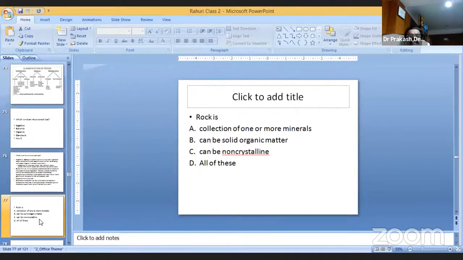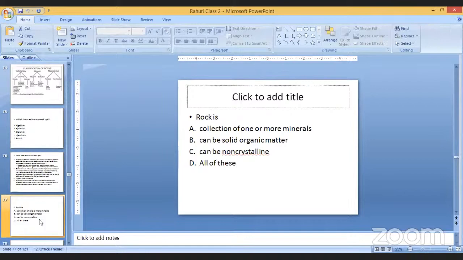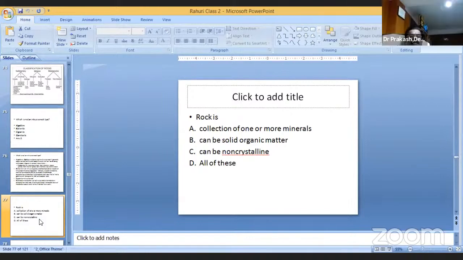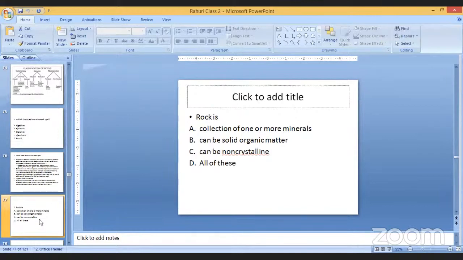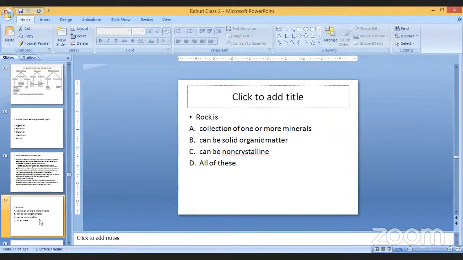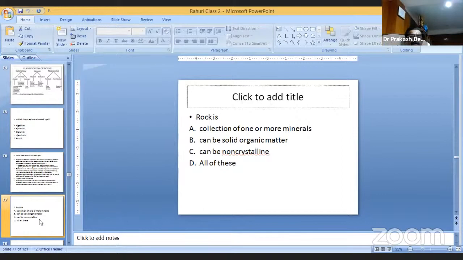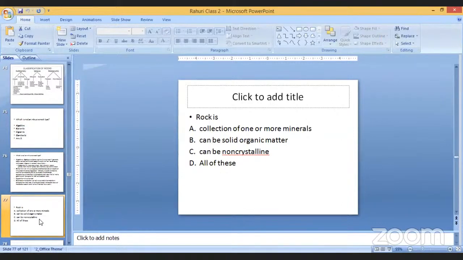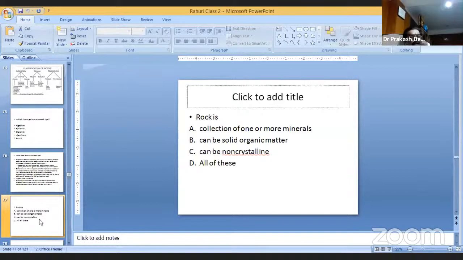Rock is a collection of one or more minerals, can be solid organic matter, can be non-crystalline, all of these. A. Collection of one or more minerals. Yes, sir. So coal is there. So it can be non-crystalline also, like obsidian. Sir, but can it be solid organic matter? Yeah, solid organic matter means the growing along with plants or burying of plants leading to the formation of sedimentary rock called coal.